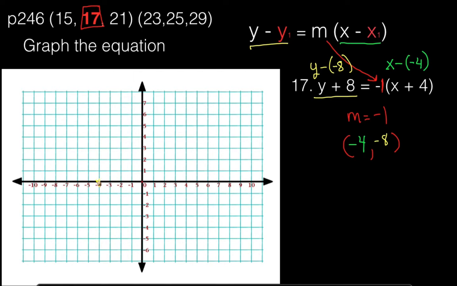So we have negative 4. Okay, negative 4. Let me put that in, let's say blue. Negative 4, and then negative 8, which is negative 6, negative 7. So negative 8 would be right about here. So here's my first point.